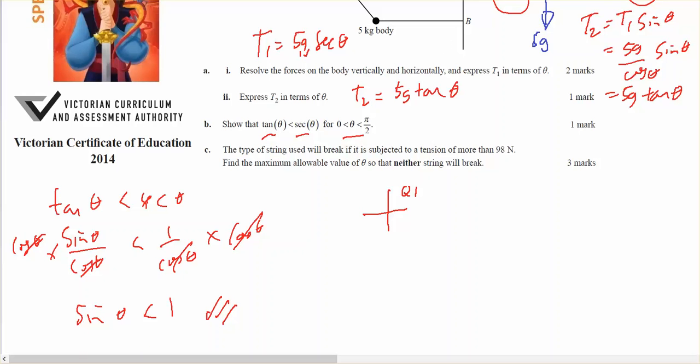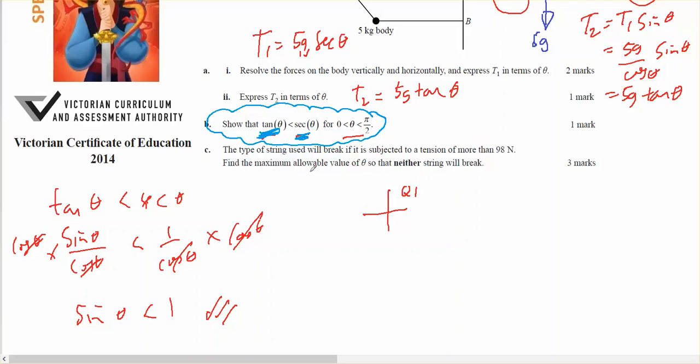Now always ask yourself, why did they want me to know this? This is a fact. It wasn't just randomly, let's get them to show that tan is less than sec. I must be using this somewhere else. Just keep that in mind. They don't just randomly ask you to show something.